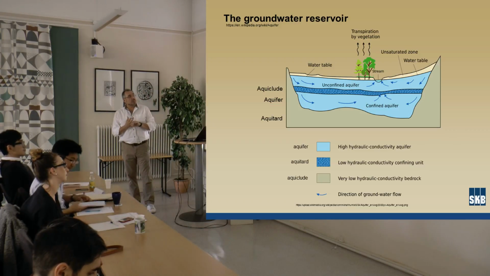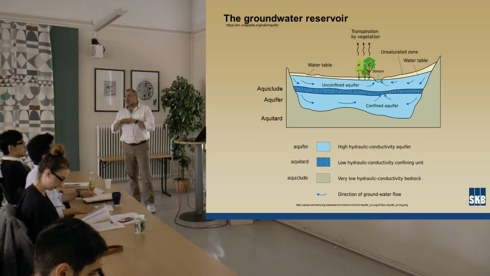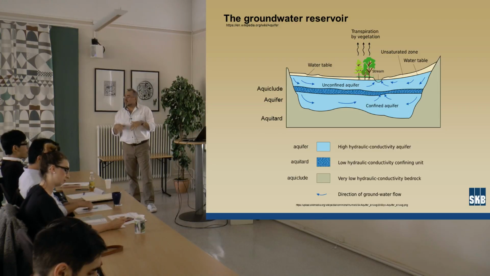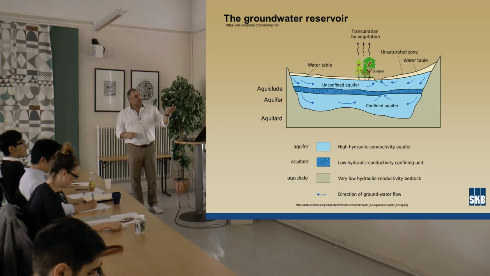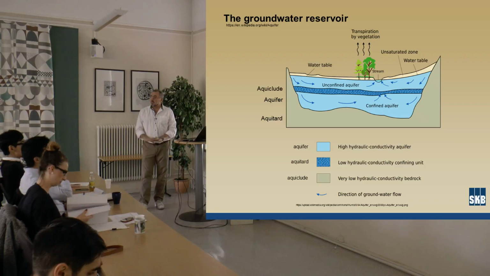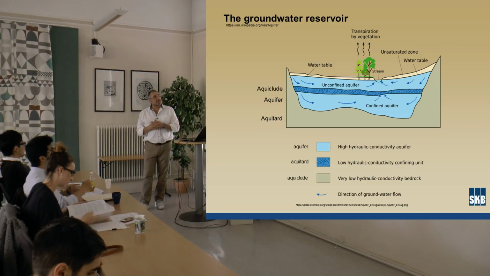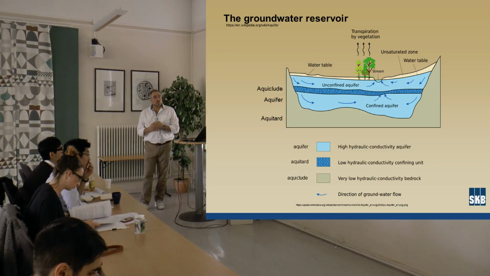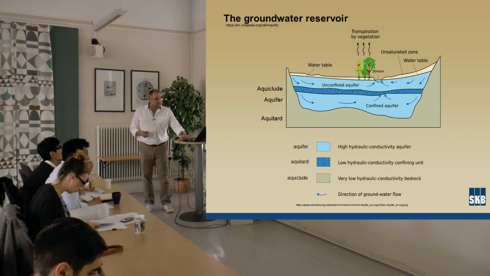And then we have the other two units, which is an aquiclude, which is releasing water but very slowly, and then the aquitard, which is considered impermeable. But of course nothing is impermeable in the strict sense. The aquitard is normally at the bottom of the aquiclude system, as an aquiclude is, for example, a clay layer or any other geological unit with less permeable properties.